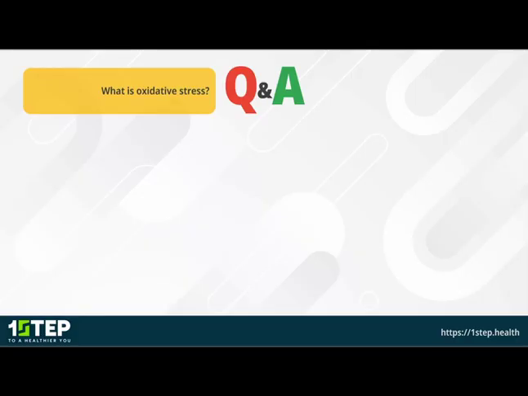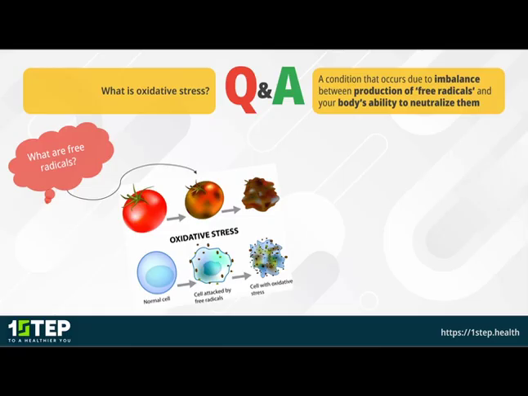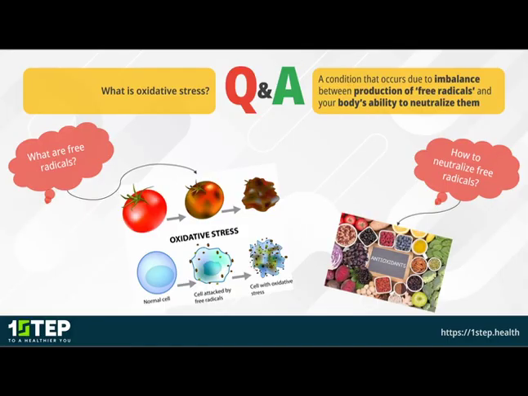So what is oxidative stress? It is a condition that occurs due to imbalance between production of free radicals and your body's ability to neutralize them. What are these free radicals? They are oxygen containing molecules with an uneven number of electrons, allowing them to easily react with other molecules. Your body neutralizes these free radicals with the help of antioxidants. You see, free radicals contain extra oxygen which oxidizes other molecules. That is why the molecules that stop this from happening are called antioxidants.